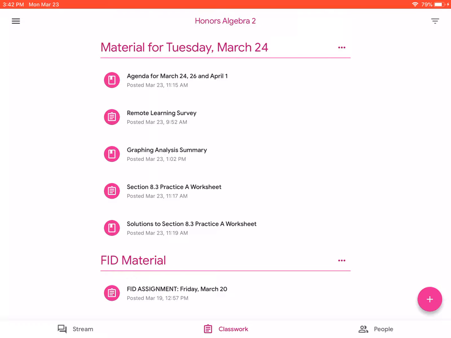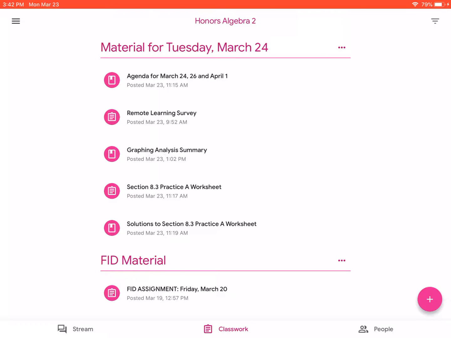The graphing analysis summary is underneath, and we're going to go through that as notes today, just to summarize all the steps and the parts of the graphs that we've been working on. And then the fourth part down right there is the section 8.3 practice A worksheet, and that's going to be the homework for today. And then, of course, the solutions, as always, are right underneath for you to check your answers.